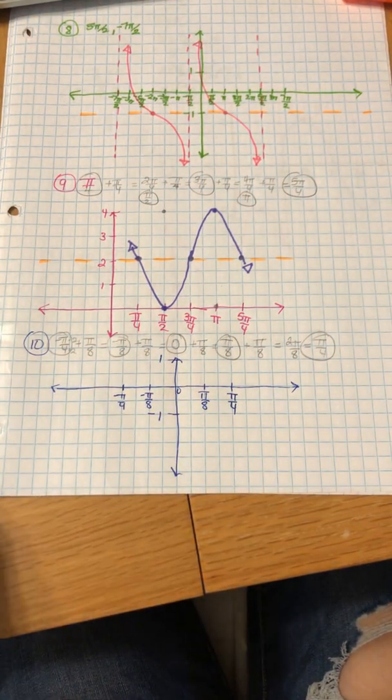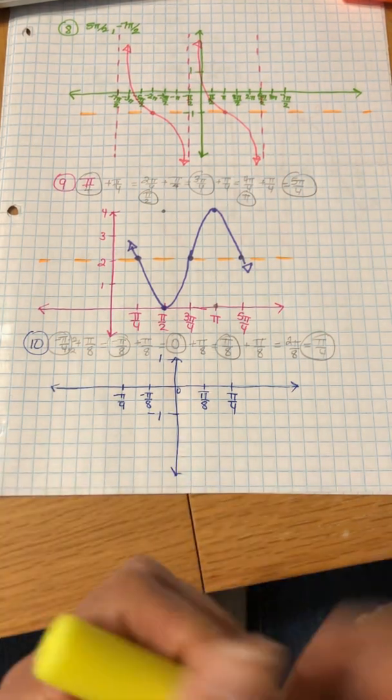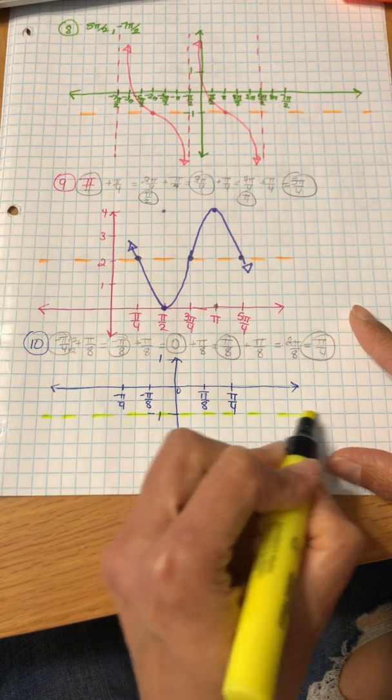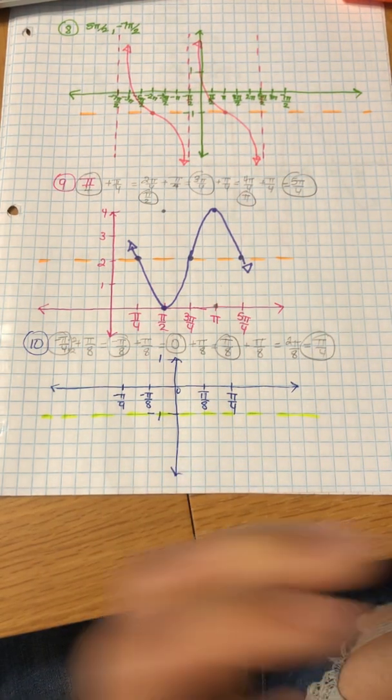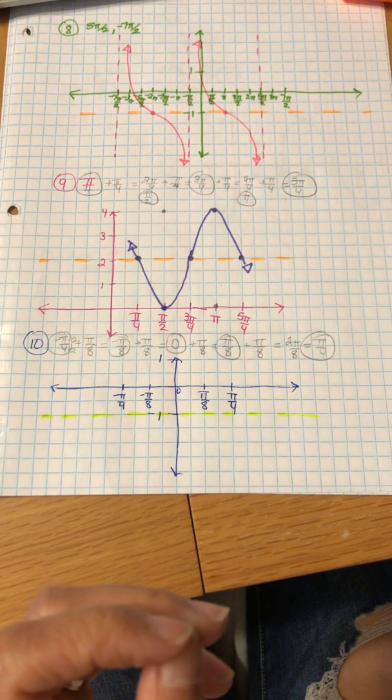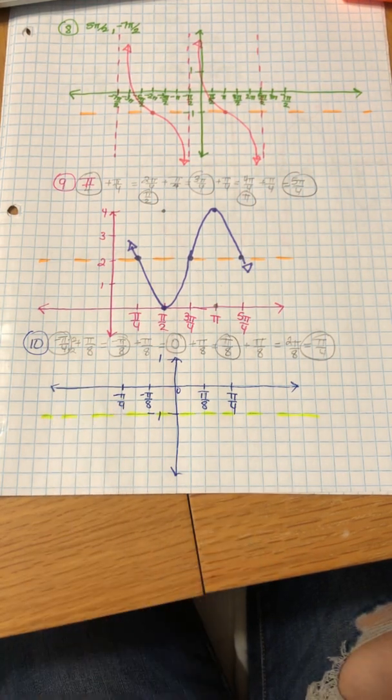Okay, got to mark our midline. So our midline, it was moved down 1, so we're down here. Okay, and this was just a normal cosine graph. It was not reflected, and the amplitude is only 1 unit, okay?